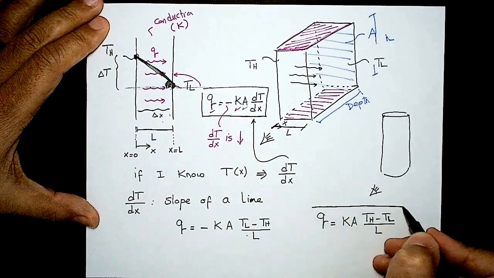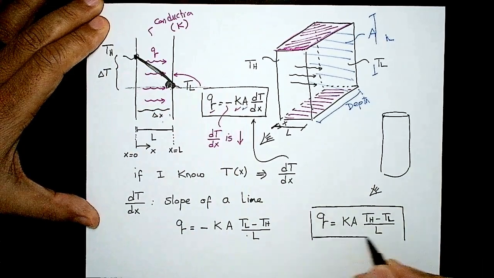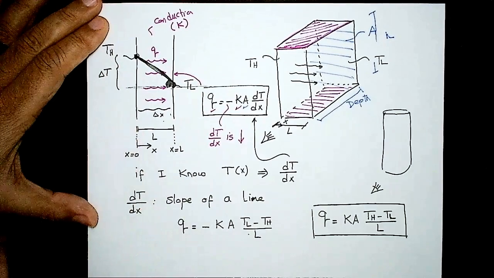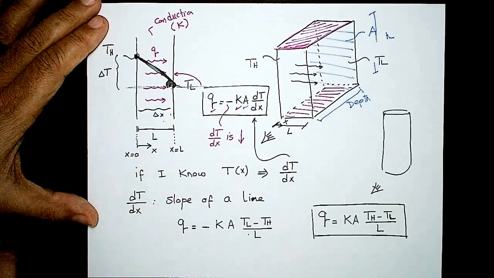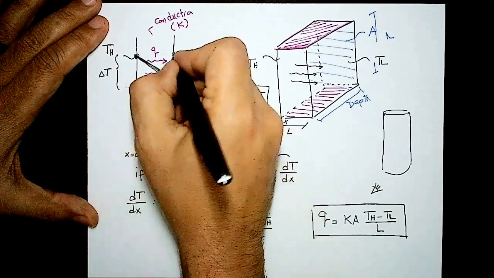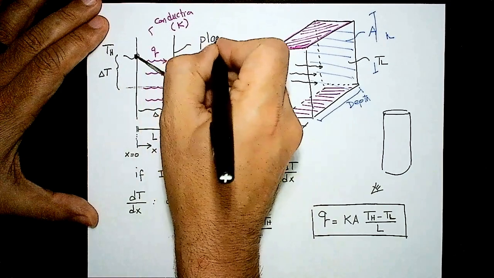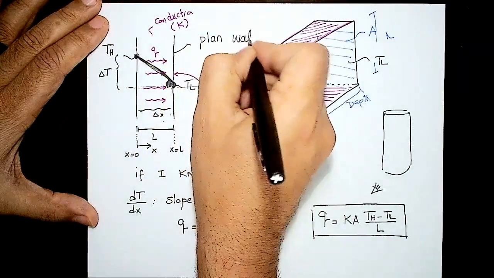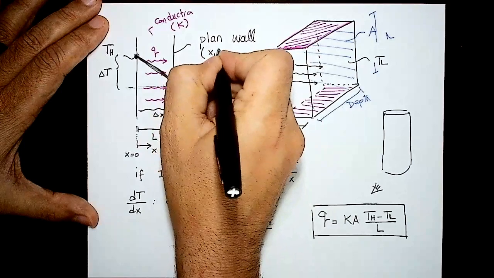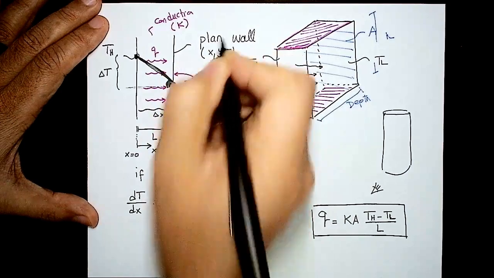And this is the simplest form of Fourier's law to use when you have a Cartesian coordinate like this, and it's actually for plane wall. So this is what we call a plane wall, which means that it is defined by X, Y, Z, or Cartesian coordinates.